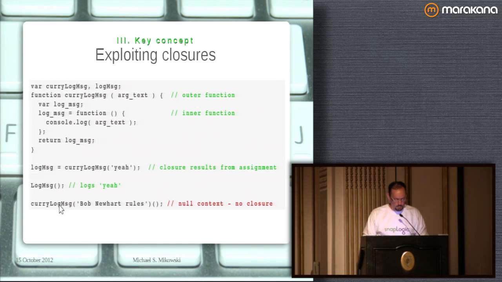In the second example, I'm calling this without assigning the function to anything. I'm just providing a string, and then I'm providing an execution set of parentheses. And so what will be logged is Bob Newhart rules, for all those fans out in the audience. But there is no variable that captures the return, and therefore there is no closure. The execution context reference count goes to 0, and it can be garbage collected.